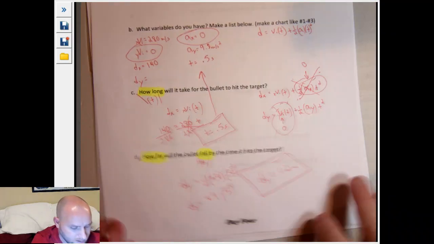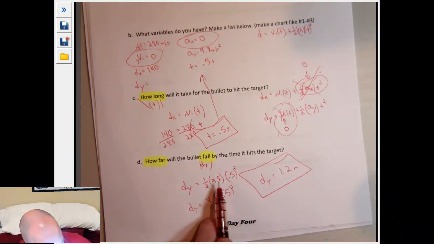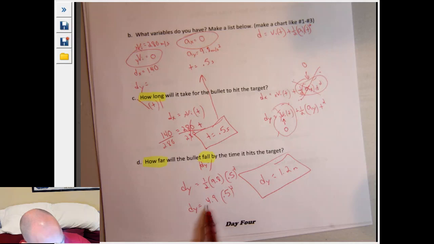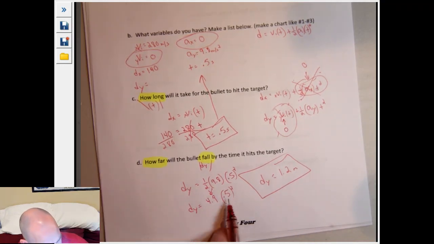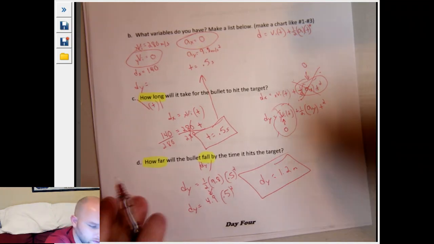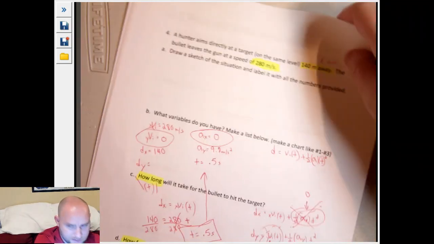Oh, I just did that off screen. Well, hopefully you got that. There we go. So 1/2 times 9.8 times 0.5 squared. That right there is going to be 4.9, and then bam, easy. So that one's done.